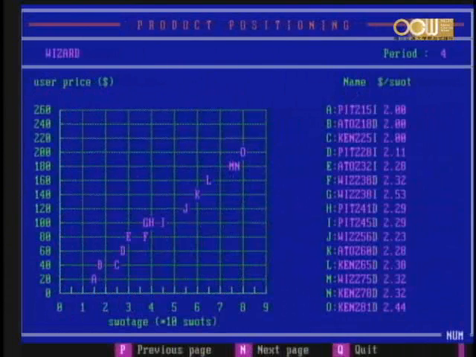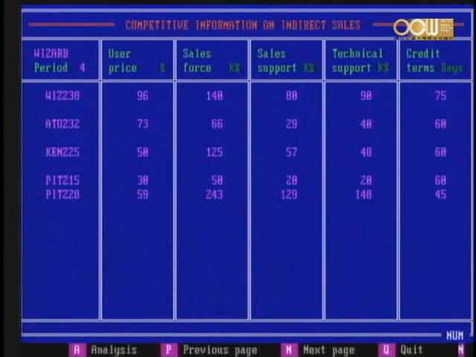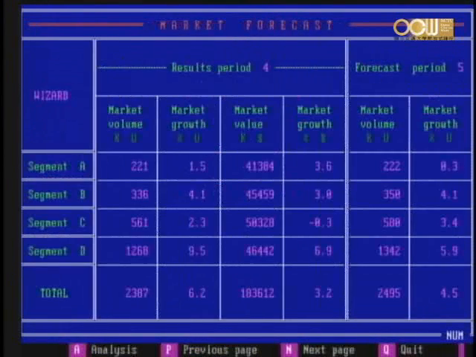These are positioning maps. So this one also helps you make decisions to set your price. And this is direct sales on different promotions. This one is to see how other competitors allocate their resources. And the same, indirect and direct. All right, this one is important.